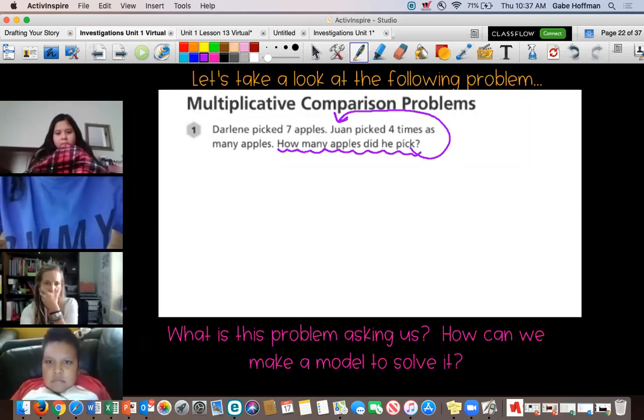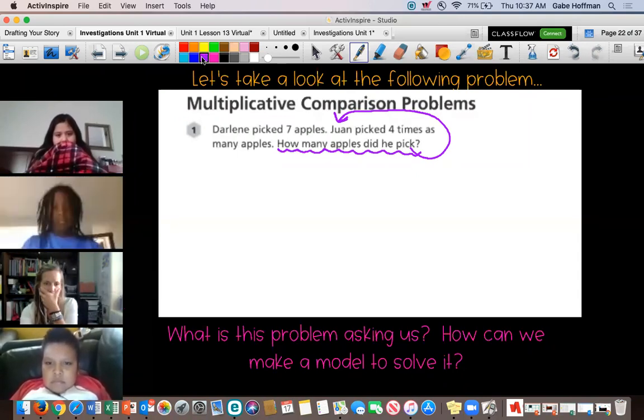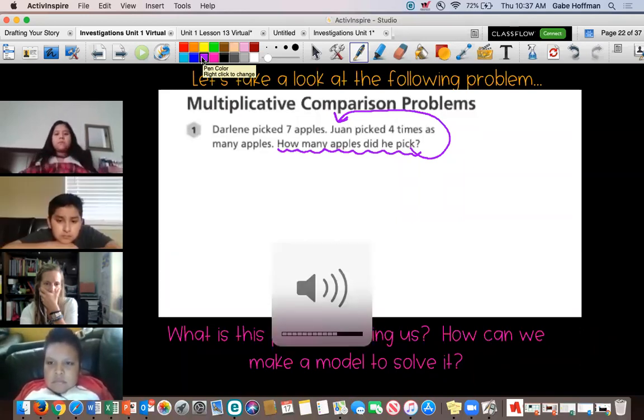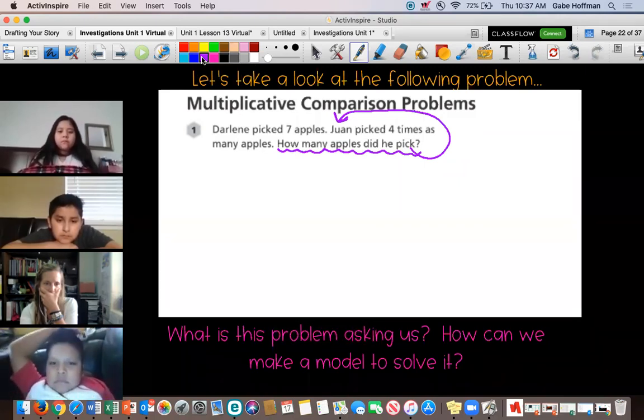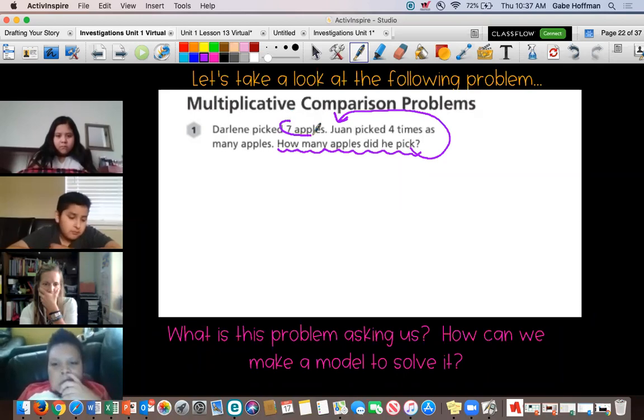Derek, what's something else that's important for us to understand this problem? What's something in this word problem that's important for us to understand to help us solve it? We said it's important to try to figure out how many apples Juan picked. What else in that problem is important for us to pay attention to? Yep, Darlene picked 7 apples, right? So 7 apples, and that applies to Darlene.